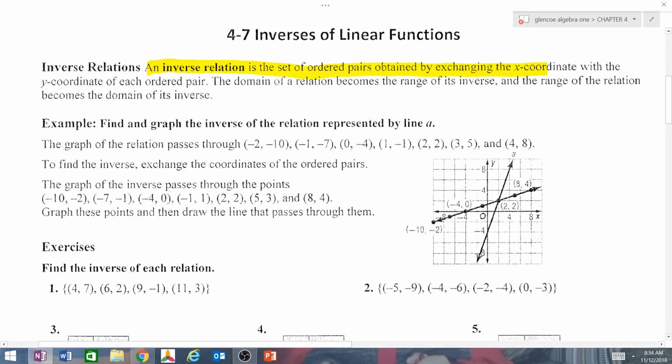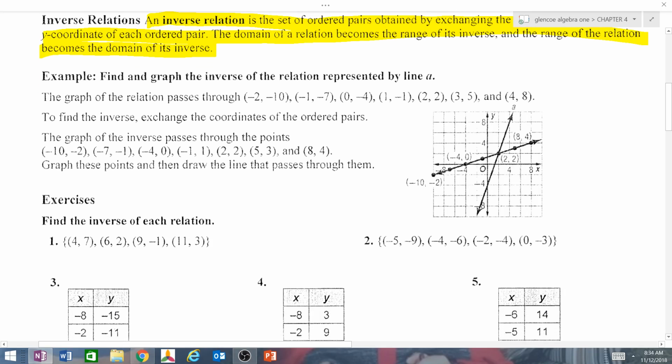That's a good thing to highlight so you have it for yourself. We're going to look at a couple of examples. There are only a few things I would hold you responsible for. So if this were the relation here: (-2, -10), (-1, -7), (0, -4), (1, -1), (2, 2), (3, 5), and (4, 8), and I said find the inverse.